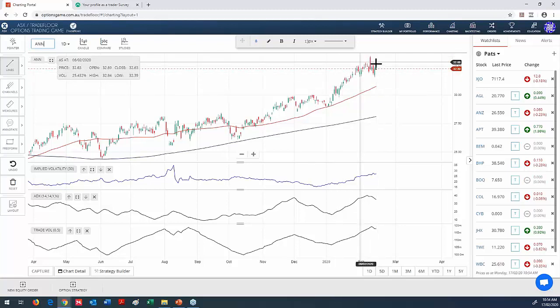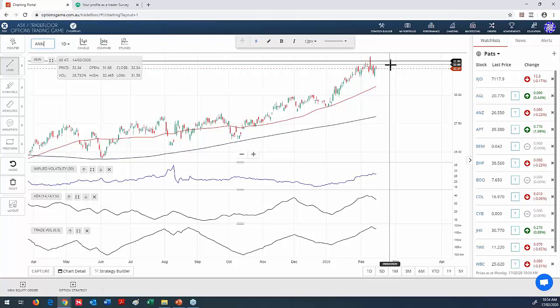Bit of price movement here. So there's a bit of selling pressure that's coming in at this, definitely at the 33 level. And probably at 30.